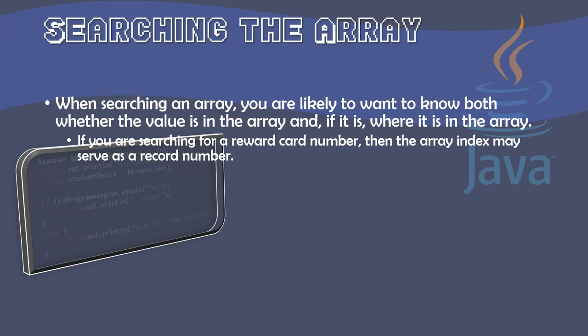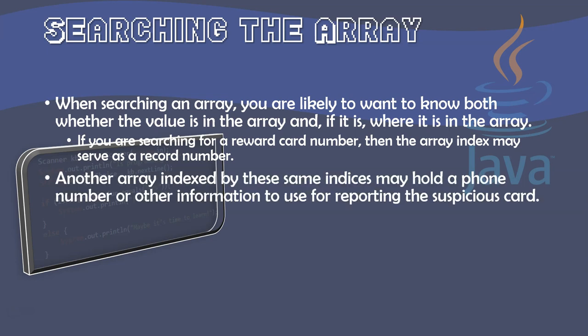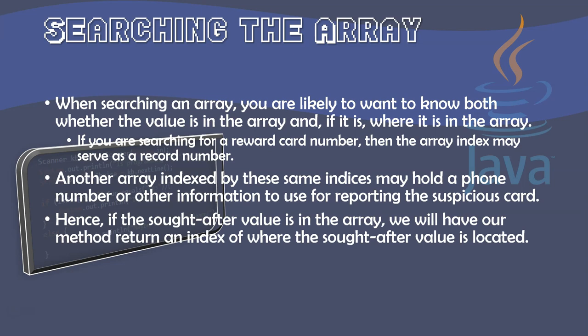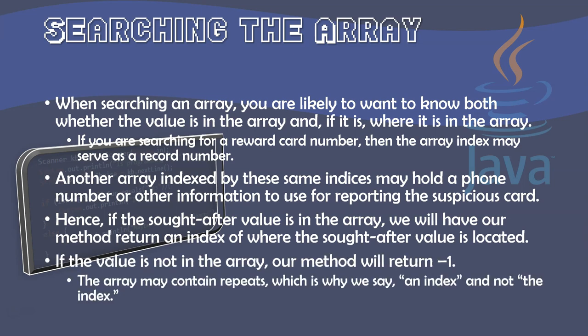When searching an array, you're likely to want to know both whether or not the value is in the array and where it is in the array. If you're searching, for example, that reward card number, then the array index may serve as a record number. Another array indexed by the same indices might hold something else, such as a phone number or other information used to report the suspicious card. Hence, if the sought-after value is in the array, we have our method return an index of where the sought-after value is located. If the value is not in the array, the method would just return -1, which means it's just not in that bounding.